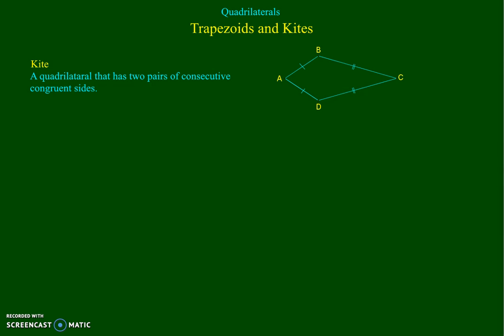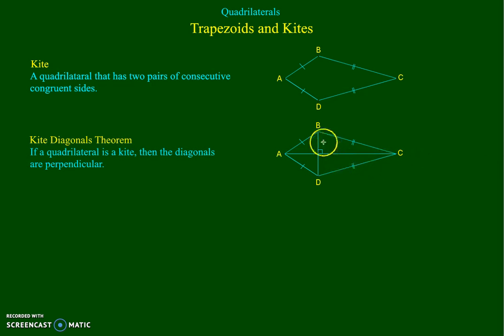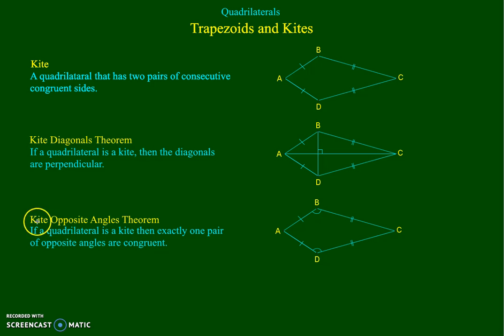The first property is that the diagonals of a kite are perpendicular, and that is in the kite diagonals theorem. If a quadrilateral is a kite, then the diagonals are perpendicular. And the other property is the kite opposite angles theorem, which states if a quadrilateral is a kite, then exactly one pair of opposite angles are congruent. And you can see that these angles are between the consecutive congruent sides.